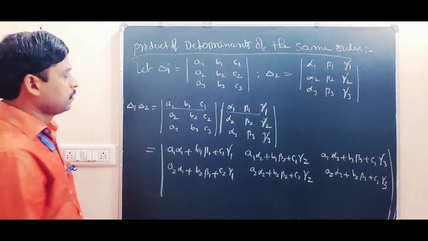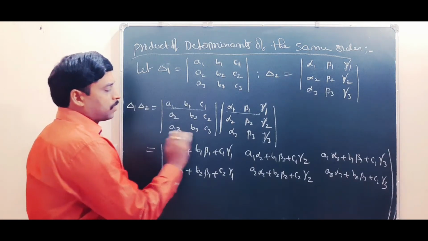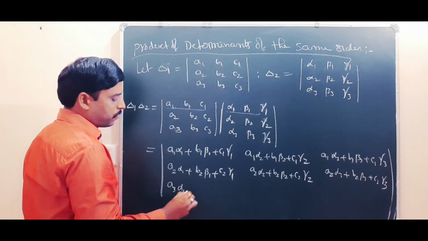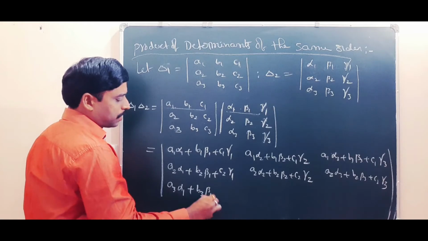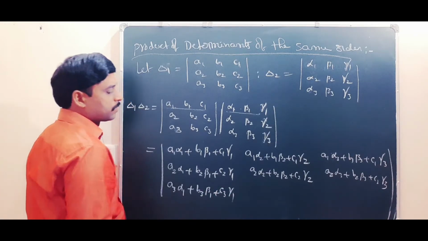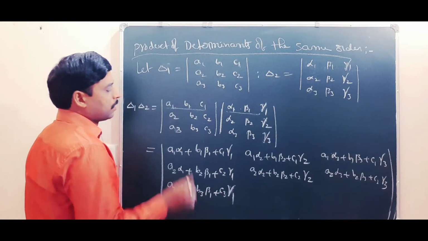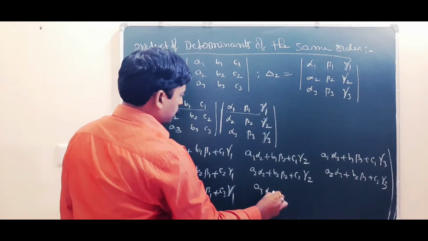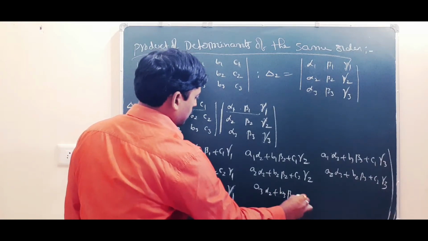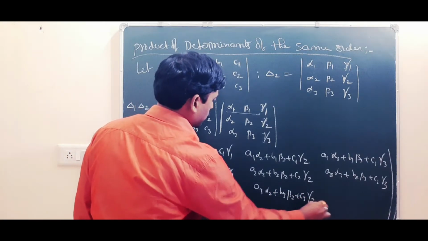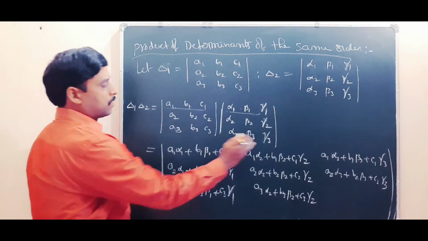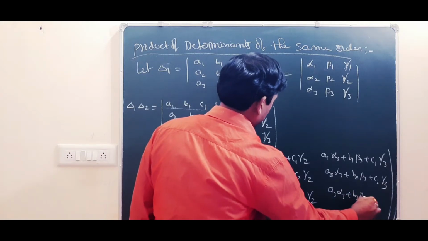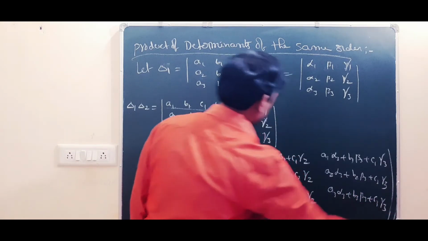Okay, now let us multiply. Third row multiply with first row: A3 alpha 1 plus B3 beta 1 plus C3 gamma 1, and third row multiply with the second row. It will be A3 alpha 2 plus B3 beta 2 plus C3 gamma 2. Next, third row multiply with third row: A3 alpha 3 plus B3 beta 3 plus C3 gamma 3.